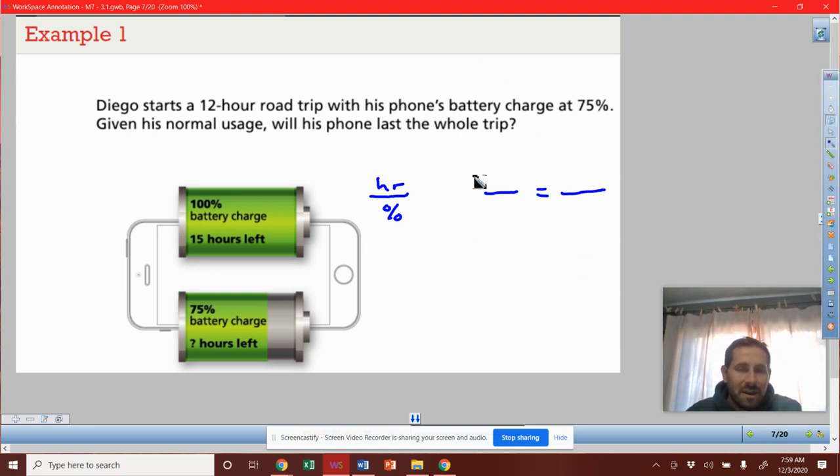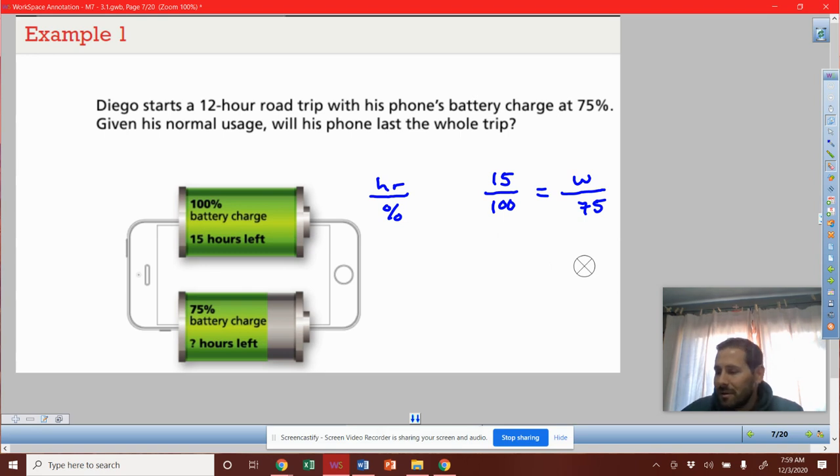So what I can do is I could say 15 hours is 100%. So an unknown amount of hours is 75%. Now, I know some of you all could see that we could use a really quick multiplier of 3/4. So 100 times 3/4 or 100 times 0.75 will give us 75. And then you could multiply that up here. But sometimes that multiplier is not that easy to find.